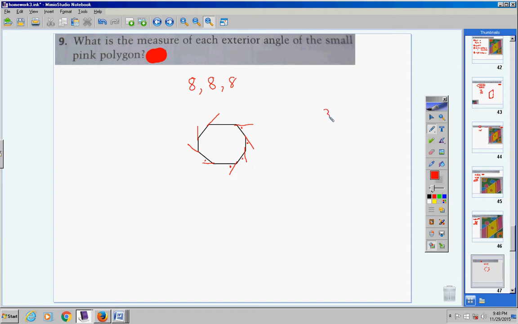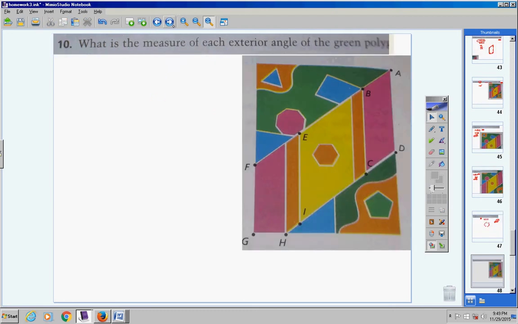So I have 360 divided by 8 because there are 8 exterior angles. And you'll get 45 degrees. Okay? 45 degrees. Alright? Okay, moving on. Number 10.